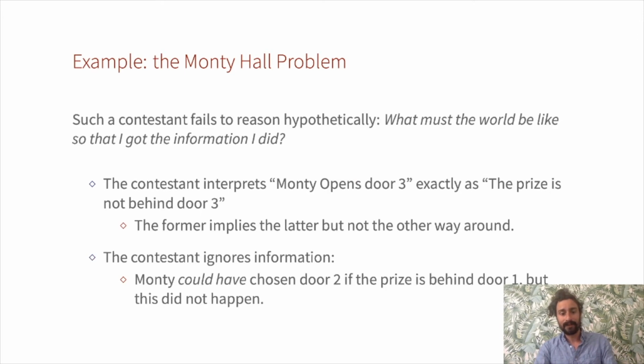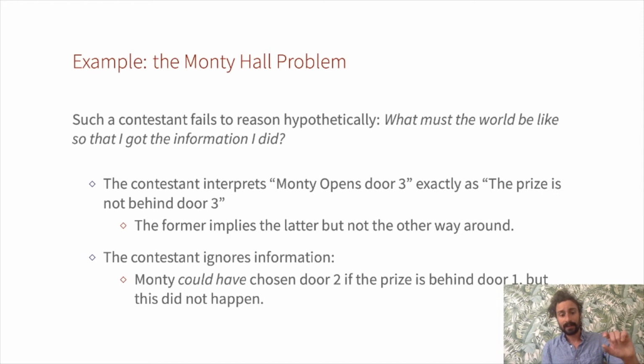But such a contestant fails to reason hypothetically. And they fail to understand what the world must be like in order to get that information, that Monty Hall opens door 3. And looking at the bottom bullet point, what we see is that the contestant ignores a specific piece of information, which is that Monty Hall could have opened door 2 only when the prize is behind door 1. And so the fact that door 2 was not opened reduces the probability that the prize is behind door 1. And this event didn't happen, right? So it reduces the probability that the prize is behind door 1.